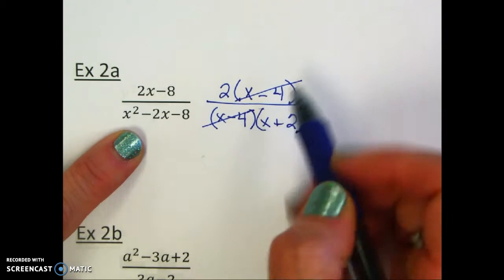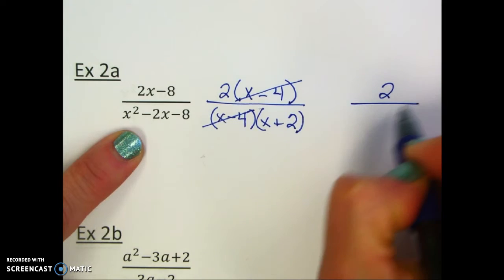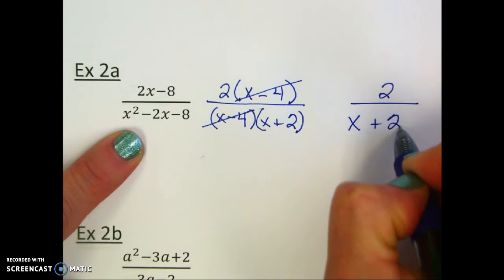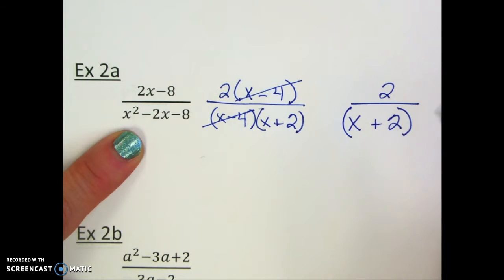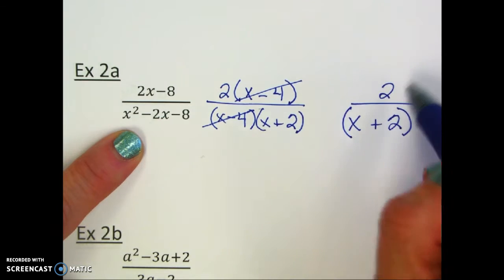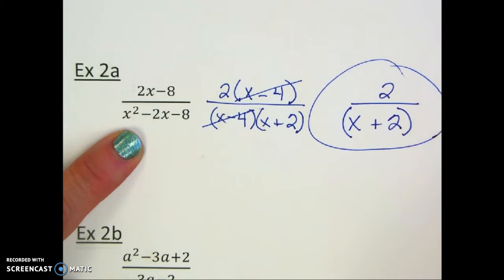So we cancel the x minus 4s and we have a 2 left on top and an x plus 2 left on bottom. If keeping the parentheses around that helps you, that's fine, but this 2 and this 2 cannot be canceled. That's what your answer is going to turn into.